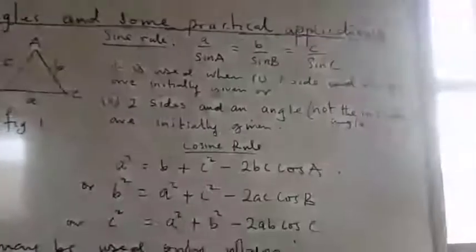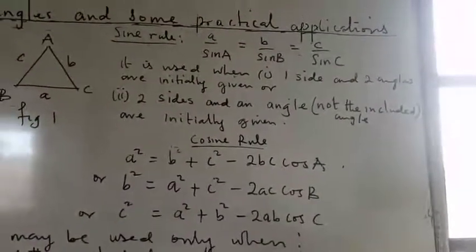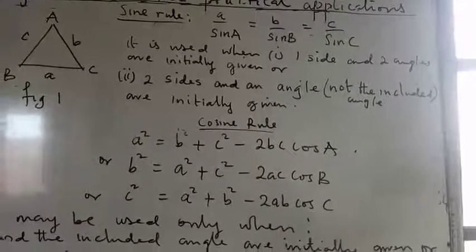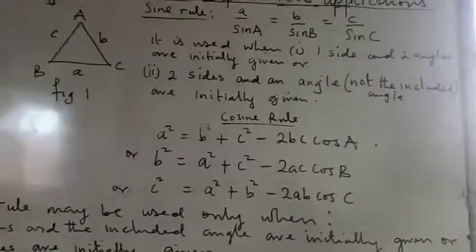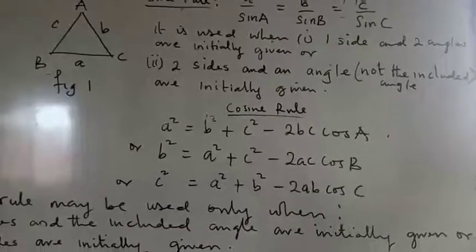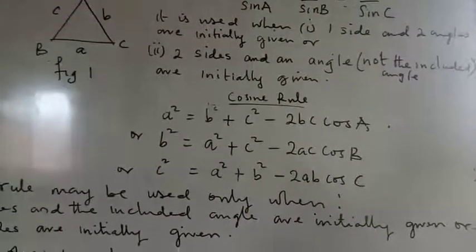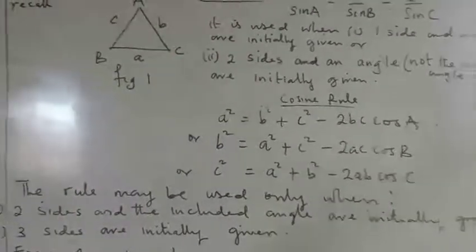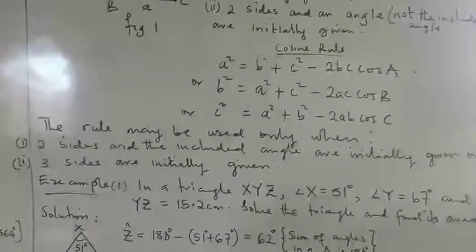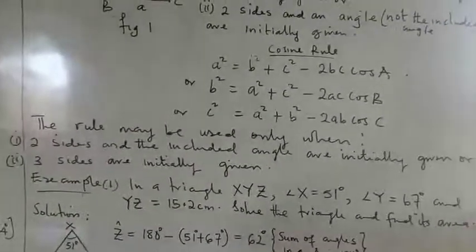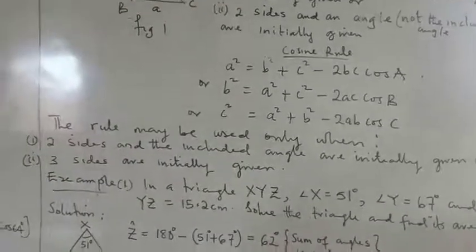The sine rule is used when one side and two angles are initially given, or two sides and an angle not included are initially given. While the cosine rule, a squared equals b squared plus c squared minus 2bc cos A, or b squared equals a squared plus c squared minus 2ac cos B, or c squared equals a squared plus b squared minus 2ab cos C. The cosine rule may be used only when two sides and the included angle are initially given, or three sides and no angle given. Let's look at an example.